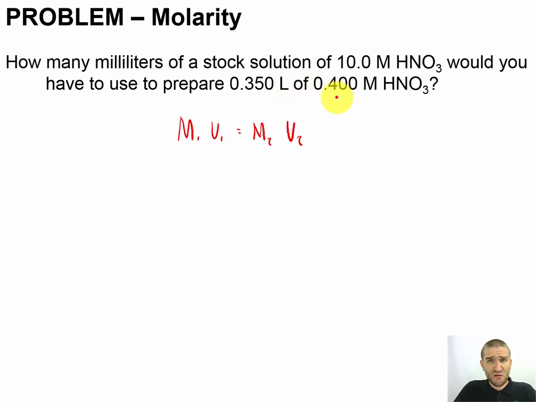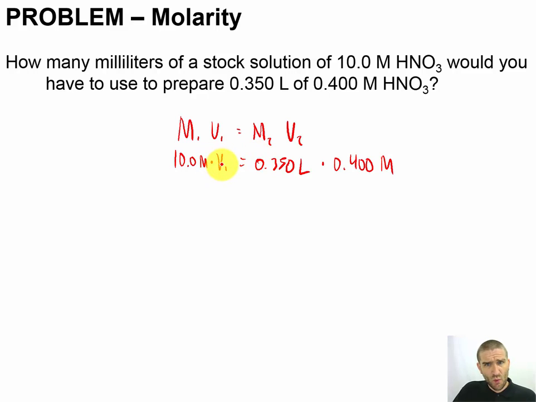Now, the reason I'm keeping these together is because we're talking about the same solution, right? Up here I have a different solution. I have a concentrated solution, and it's asking how many milliliters of the concentrated solution do I need to use. So let's go ahead and set this one up. We have 0.350 liters times 0.400 molar HNO3. I'm going to leave out the chemical species here because we're only talking about one in this problem. Now on the other side, I'm trying to find out what volume I'm going to prepare with, and it tells me what my concentration is at the very beginning. It's 10.0 molar.